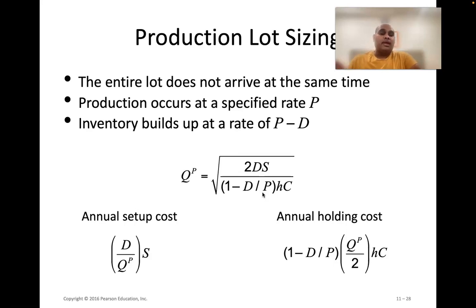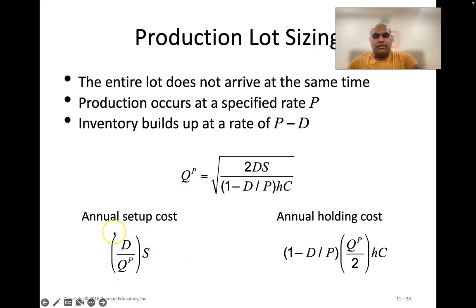You will never be able to make enough items. You'll never hold any inventory, right? But in most of these planning cases, we'll always assume that the production rate is higher than demand. So D over P will be a number less than 1, and 1 minus that will be a fraction again. That is the multiplier that you're multiplying to H times C, and that will give you the production lot sizing quantity.